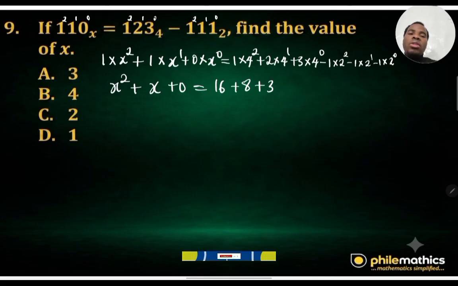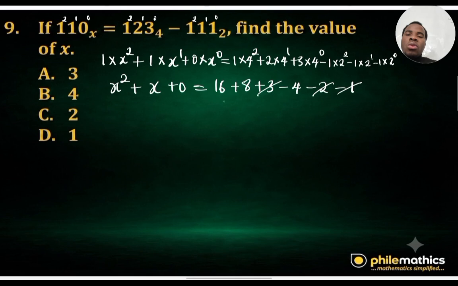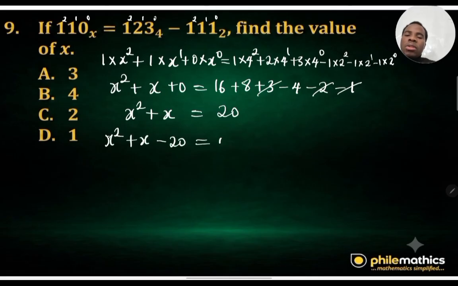2 squared is 4. Have minus 4. 2 to the power 1 is 2. Minus 2. 2 to the power 0 is 1. Minus 1. So this 3 can go with this minus 2 and minus 1, because minus 2 minus 1 is minus 3. And minus 3 plus 3 is 0. So 8 minus 4 is 4. And 4 plus 16 is 20. So we have x squared plus x equals 20. x squared plus x minus 20 equals 0.